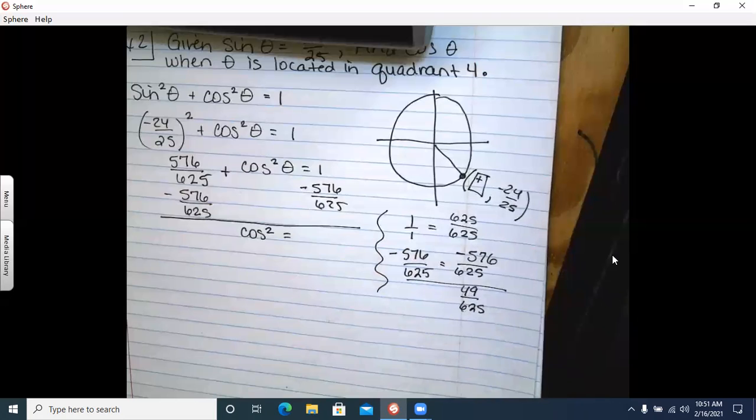And I don't believe I can reduce those, but I'm also thinking ahead and knowing that I have to take the square root. I know 49 is a perfect square. Is 625 a perfect square? It is. I just did it in the calculator. So even if I could reduce them, I'm not going to, because those are both perfect squares. But I don't think that you can reduce them anyway.